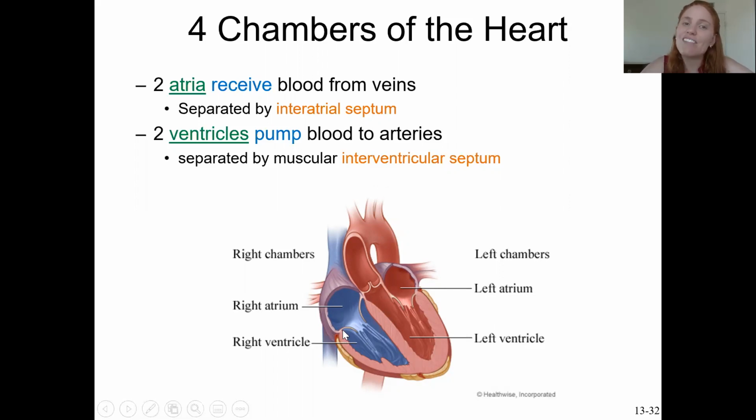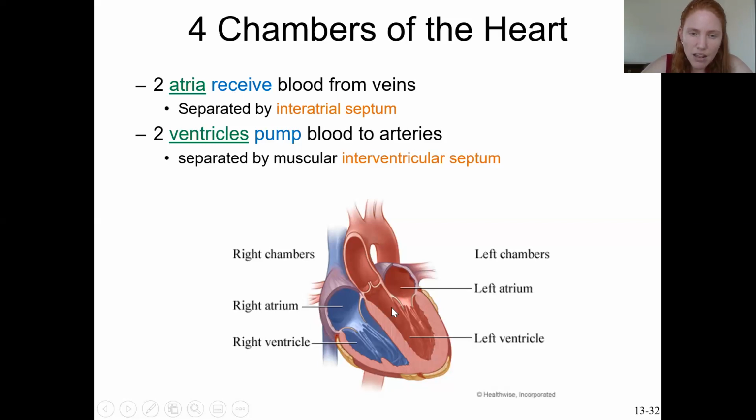Atria receive blood. So veins taking blood back into the heart are going to be connected to atria. So blood goes into the heart to the atria first, whereas the function of the ventricles is to pump the blood away, right? So atria will be connected to veins because veins bring blood back to the heart, and ventricles will be connected to arteries because arteries will bring the blood away from the heart. Okay, so atria receive, ventricles pump.